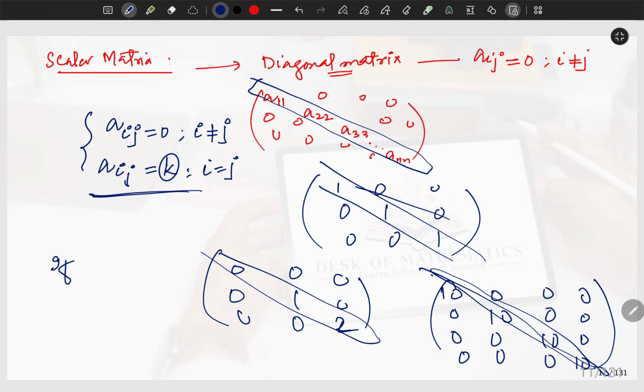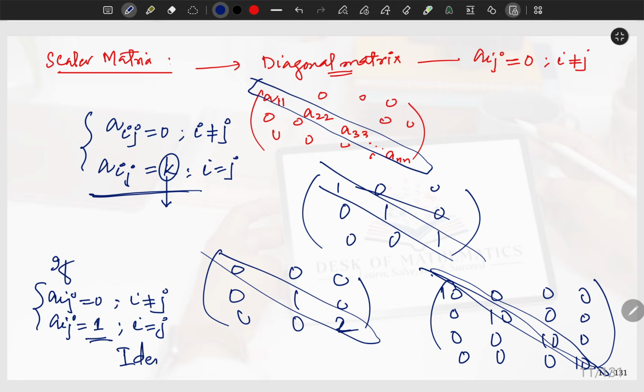Now if this k is equal to 1, that means if a_ij is 0 when i is not equal to j, it is diagonal. If it is scalar and all the diagonal elements are 1, that means the scalar is equal to 1, then you call it the identity matrix, isn't it?